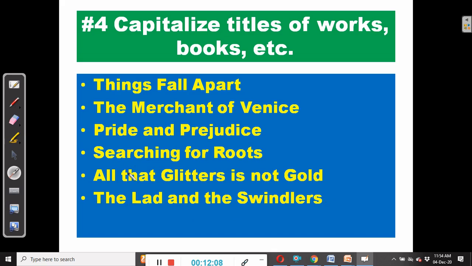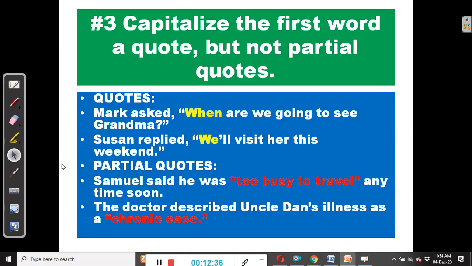Now, Searching for Roots, All That Glitters Is Not Gold, The Lad and the Swindlers. These three are also novels written by my humble self. The point we are making here is that the title of every work or every book should be capitalized. And now we go to rule number 5.